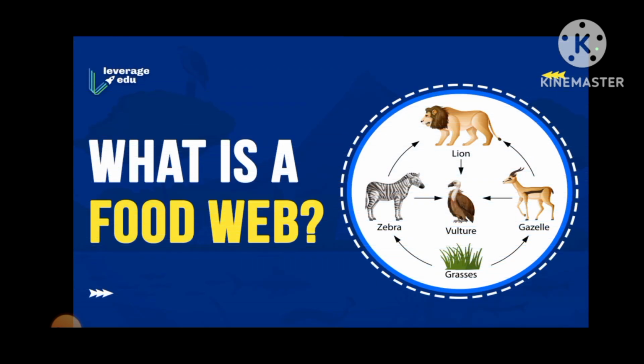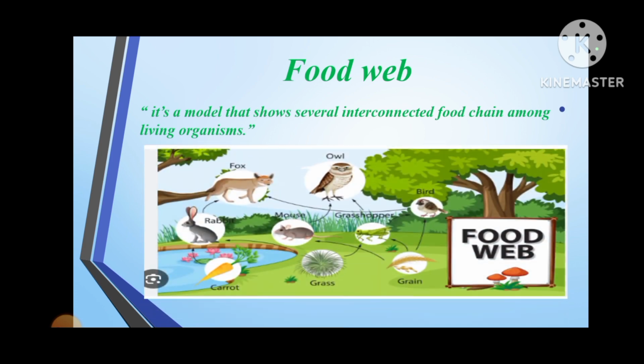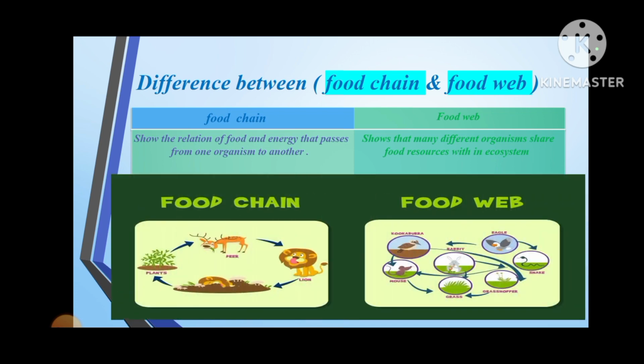But what is meant by a food web? A food web is a model that shows several interconnected food chains among living organisms. So a food web is many food chains. A food chain has a small number of living organisms. A food web has many living organisms. So a food web has several interconnected food chains. So the difference between a food chain and a food web: a food chain shows a relation of food and energy passing from one organism to another, but a food web shows many different organisms.